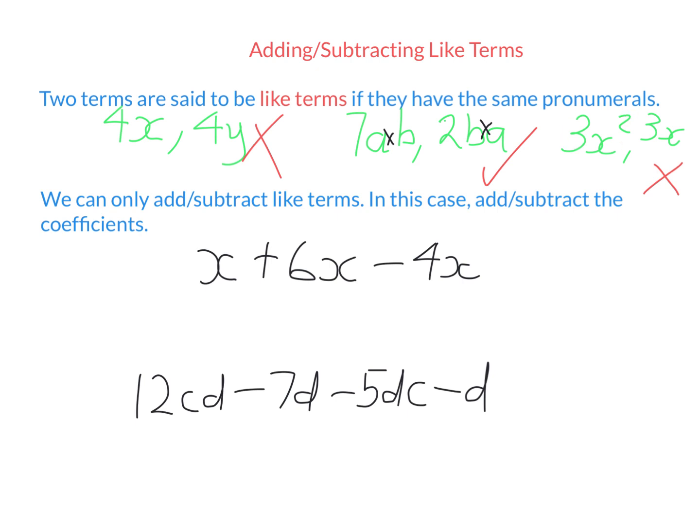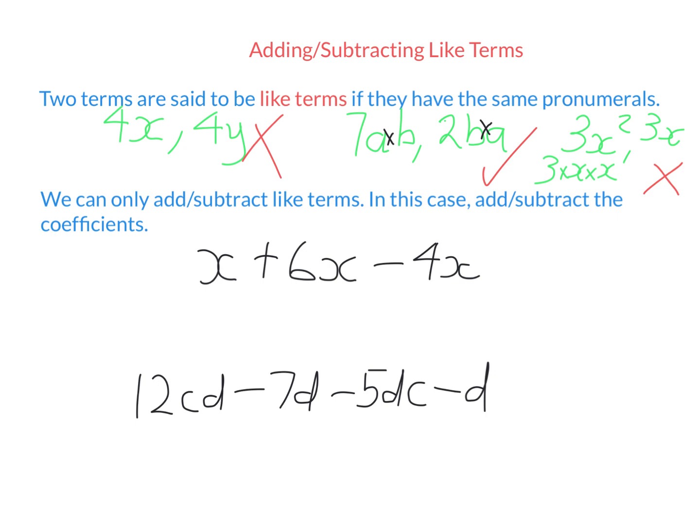Well, actually, 3x squared is the same as 3 times x times x. That's what x squared is. Squared means you times it by itself. So this term here actually has 2 x's. This term only has 1 x. That's why they are not like terms.